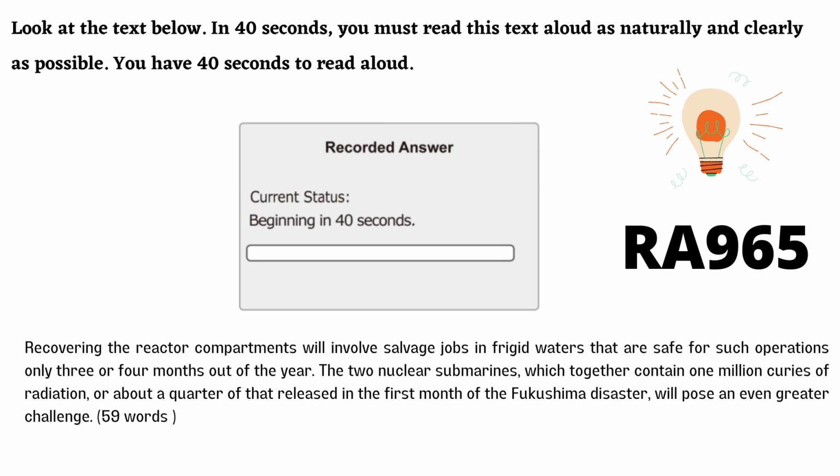Recovering the reactor compartments will involve salvage jobs in frigid waters that are safe for such operations only 3 or 4 months out of the year. The 2 nuclear submarines, which together contain 1 million curies of radiation, or about a quarter of that released in the first month of the Fukushima disaster, will pose an even greater challenge.